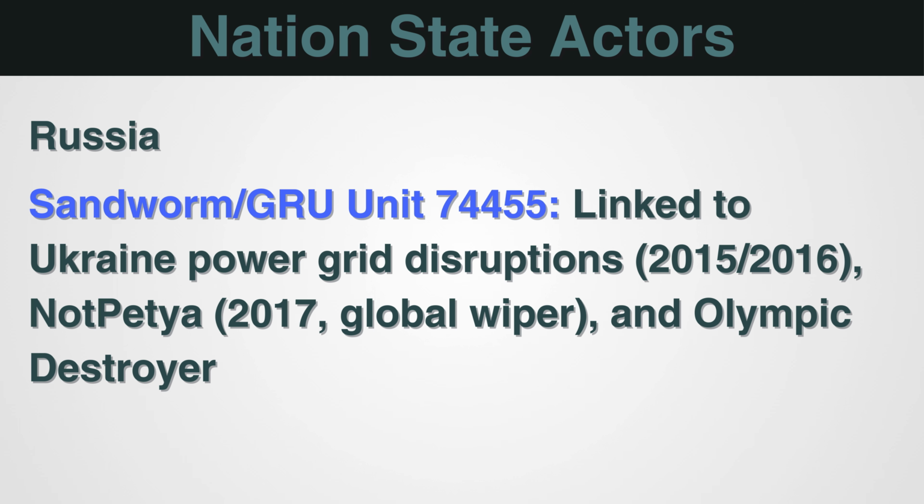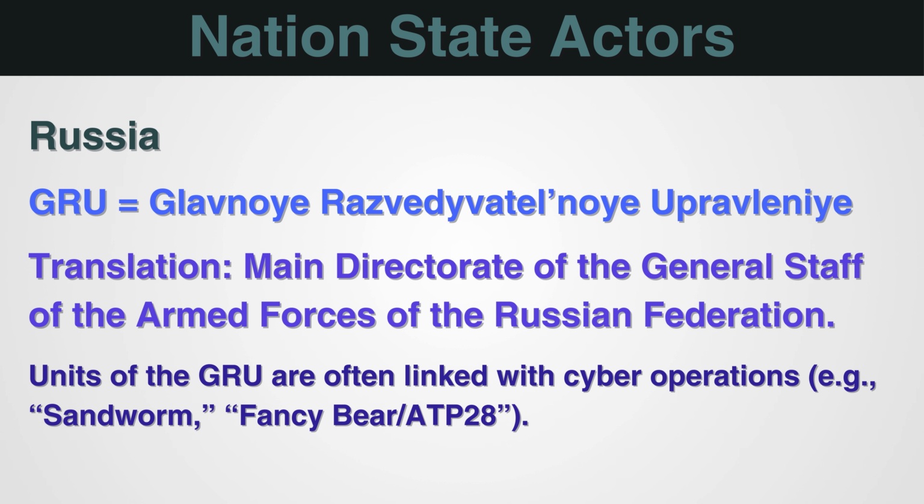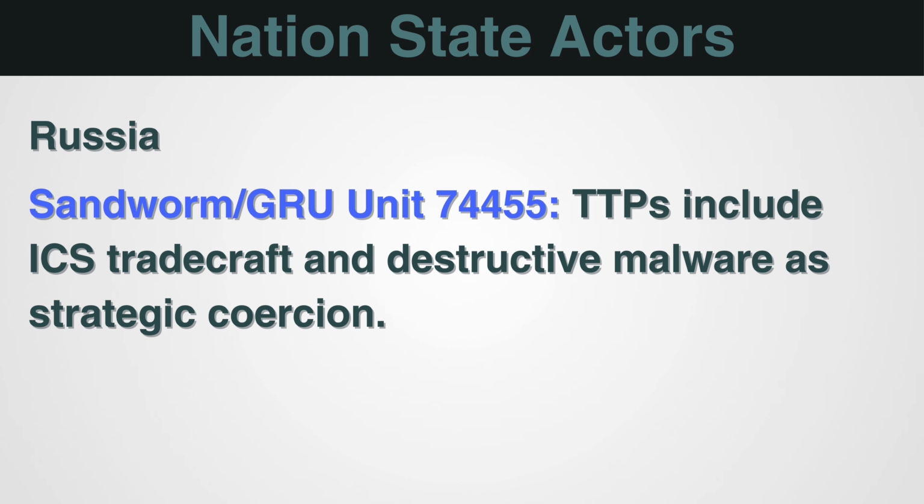In Russia, we've got the Sandworm GRU unit 74455 linked to Ukraine power grid disruptions in 2015 and 2016, NotPetya in 2017, Global Wiper, and Olympic Destroyer. The US DOJ indicted 6 GRU officers in 2020. TTPs include ICS tradecraft and destructive malware as strategic coercion.